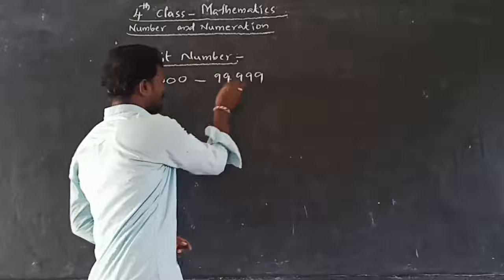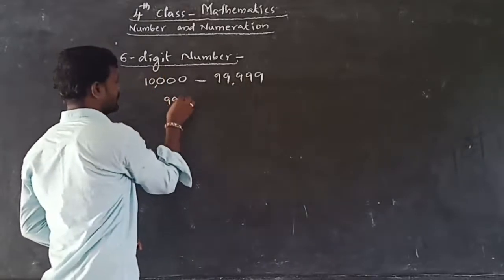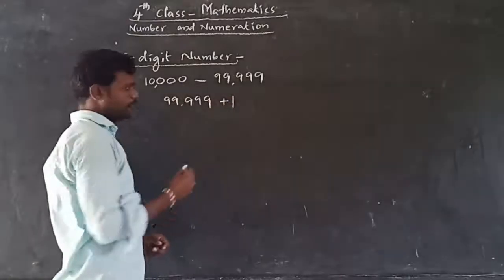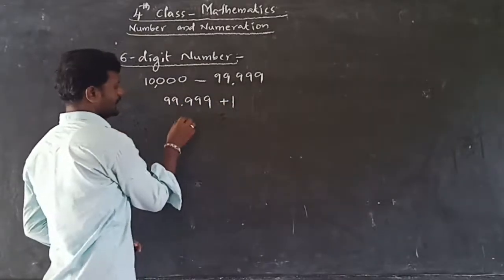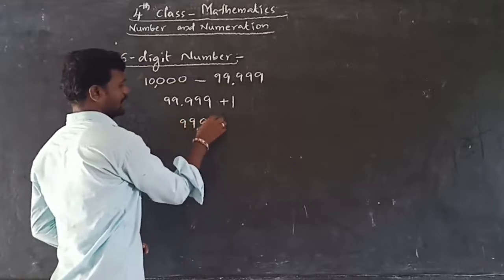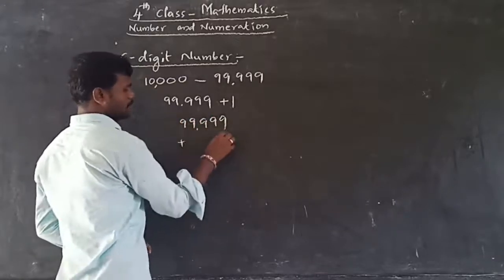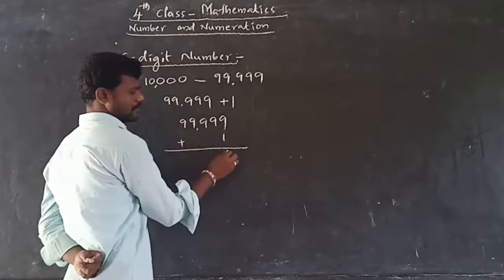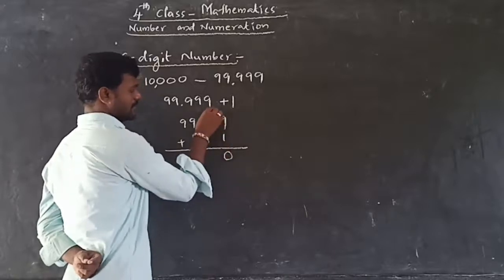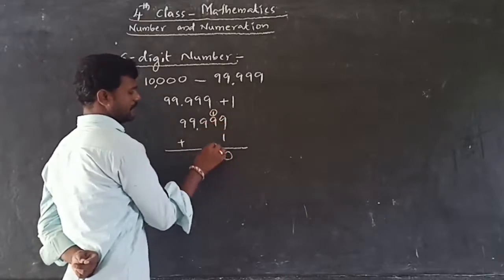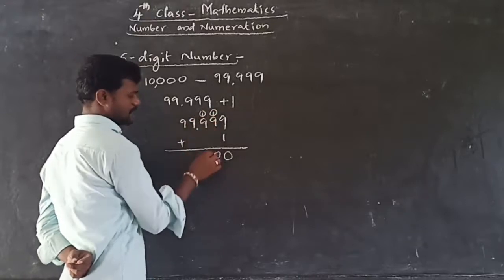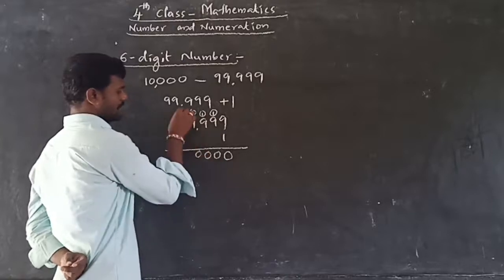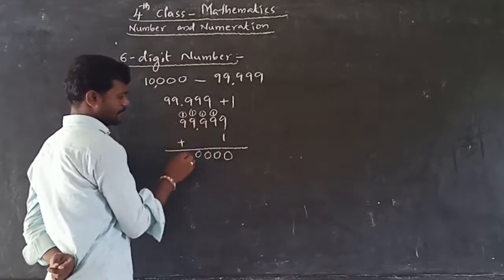If you add 1 to this largest number, 99,999 plus 1, what will we get? Okay, 9 plus 1 is 10, so 0 here and 1 will carry. 9 plus 1, again 10 and 1 carry. Next 9 plus 1, again 10 and 1 carry. 9 plus 1, 10, 1 carry. 9 plus 1, 10.